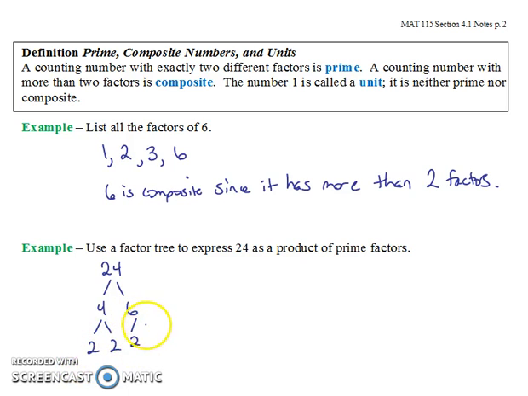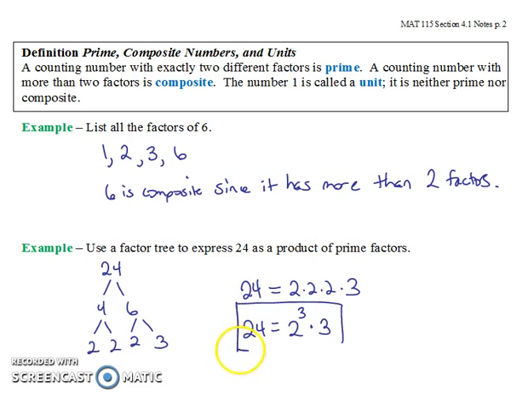6 is 2 times 3. So when I list 24, I'll write 24 as a product of its prime factors. It's 2 times 2 times 2 times 3. A nicer way to write it with exponents would be 2 to the 3rd power times 3. And so that is 24 as a product of primes.